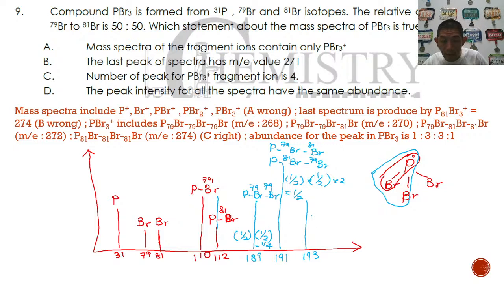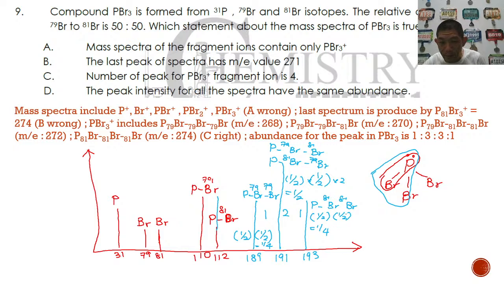Okay, as for the last one, this one is P 81 Br and 81 Br, and the probability in here is half times half. So again, it goes to 1 over 4. So what is the peak ratio in here? The peak ratio of these three peaks is 1 to 2 to 1.